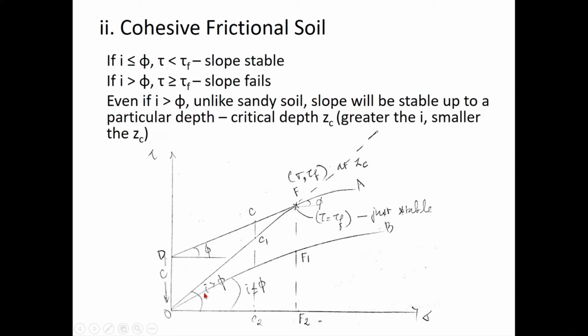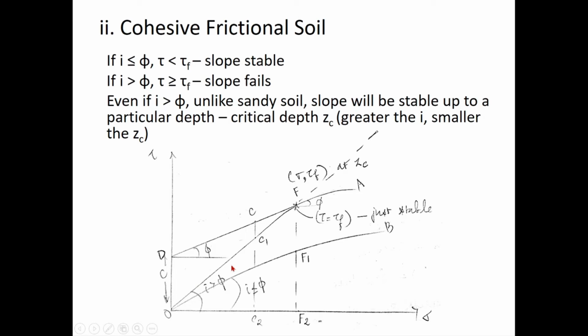This represents a system of stresses where my i is less than or equal to phi. It pretty much looks parallel. So let me say that this i is equal to phi. Line OB represents i equal to phi. And this line OF represents a system of stresses where the slope is inclined more than the value phi.